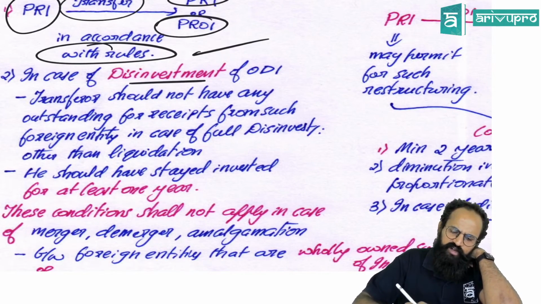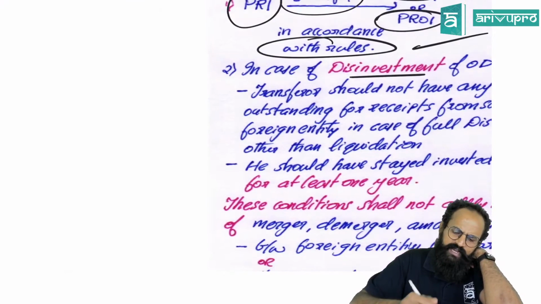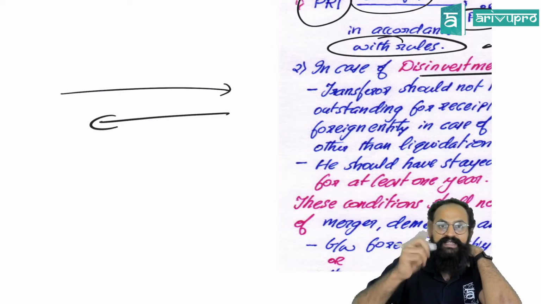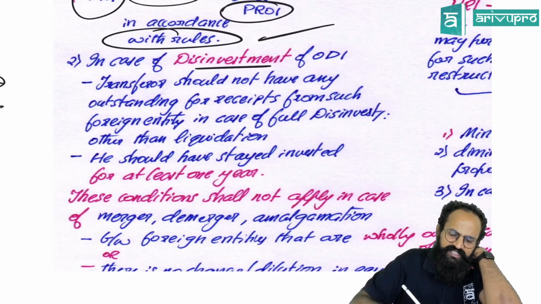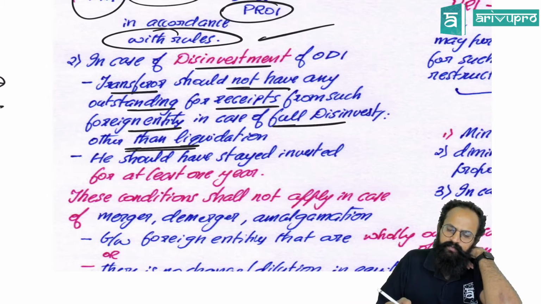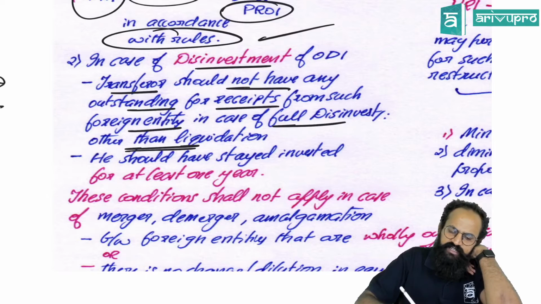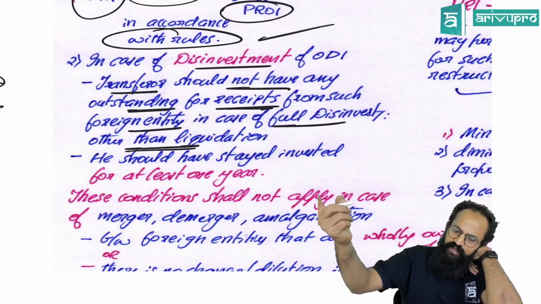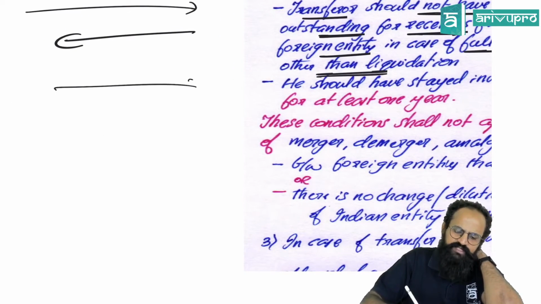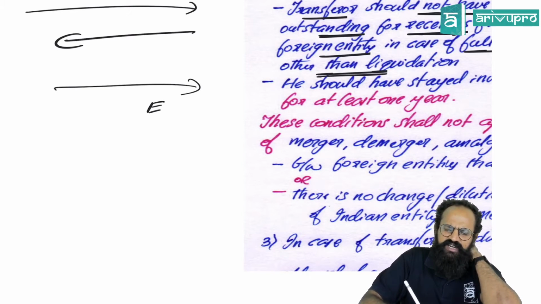Next one, people, disinvestment. In case of disinvestment of ODI, meaning first I made an investment in ODI, and now I am taking back my money, disinvestment. In such a case, the transferor should not have any outstanding receipts from such foreign entity in case of full disinvestment other than liquidation. Now what do you mean by this, sir? Meaning, I had invested outside India, where, imagine, I invested in equity shares.